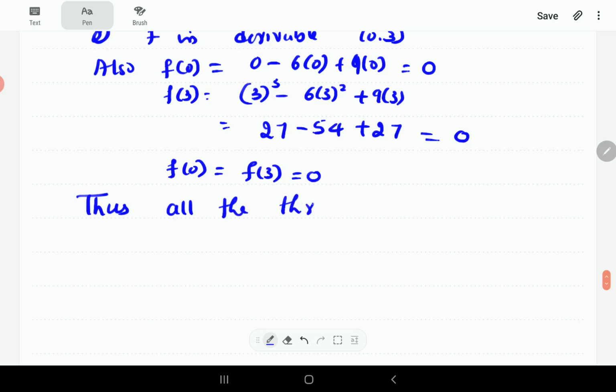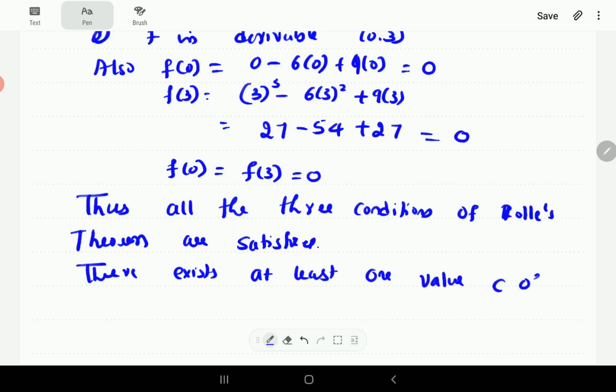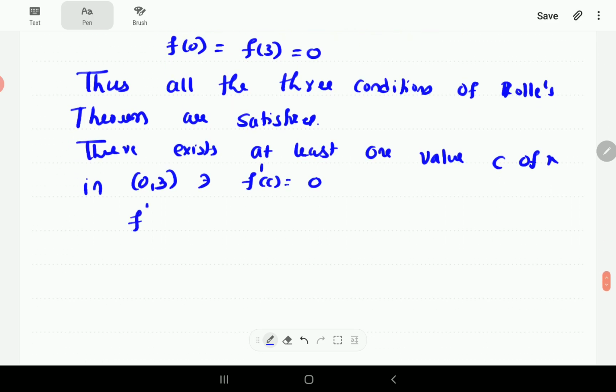All the three conditions of Rolle's theorem are satisfied. So when all the three conditions are satisfied, by Rolle's theorem there exists at least one value c of x in the open interval 0 comma 3 such that f dash of c must be equal to 0. So first let us find out what is our f dash of x.